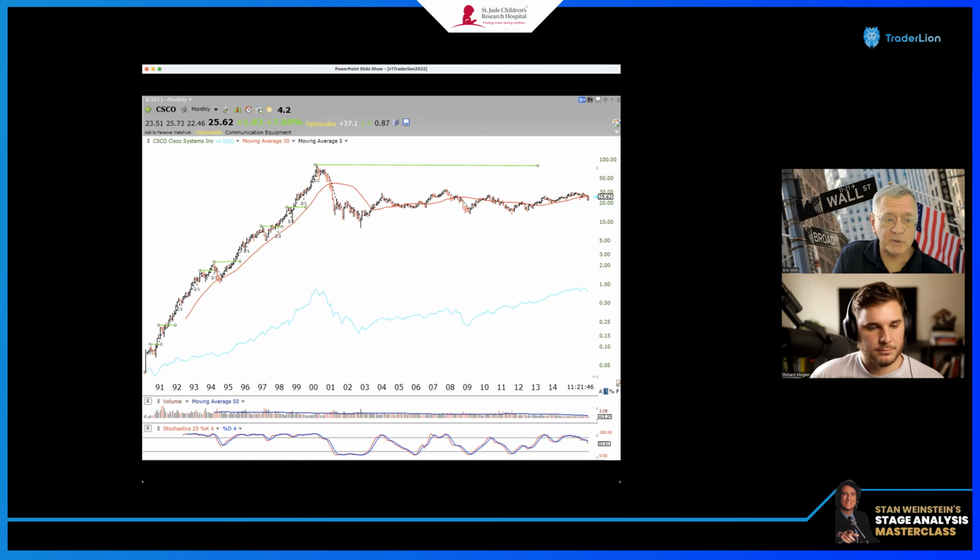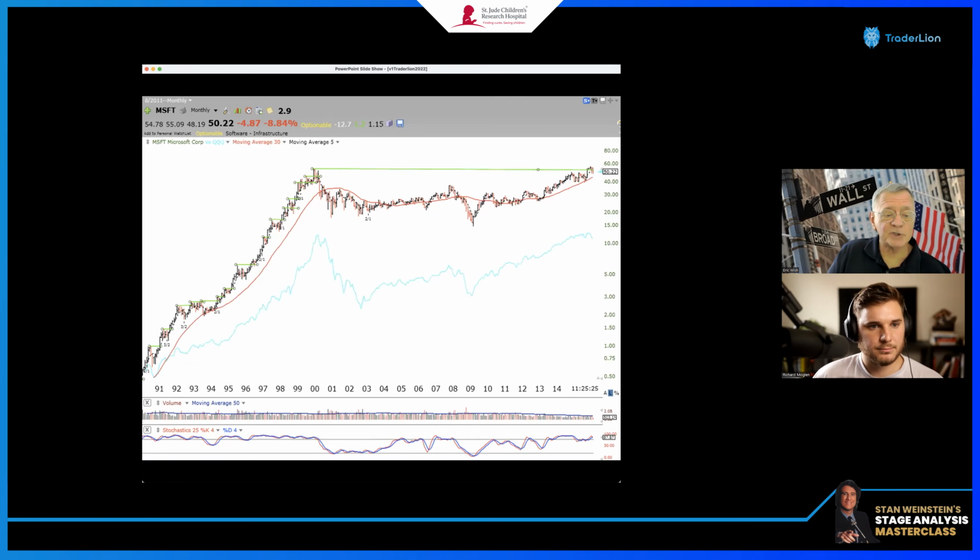All right, that's Microsoft. That's Cisco. This is Microsoft. Green line breakout, green line breakout, many green line breakouts in a row, and then it forms a new top. Do you hold it from 2000 to 2015 until it has a new green line breakout? No, you get out.